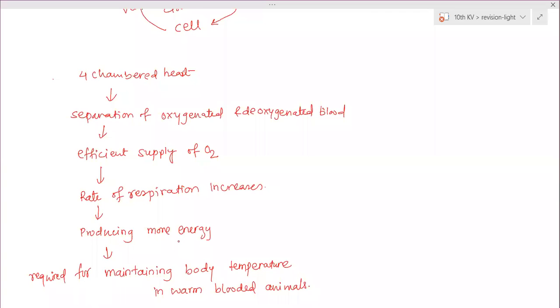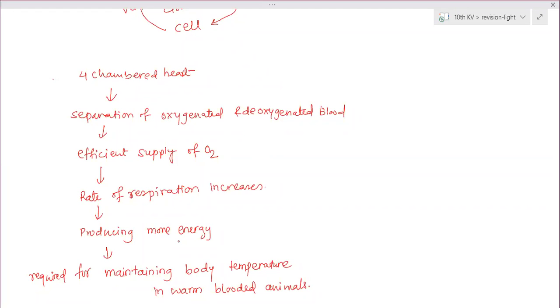Is it clear, everyone? Yes, ma'am. Systolic and diastolic pressure is clear. Systolic pressure takes place when? Systolic pressure is created by contraction of ventricles. Yes, contraction of ventricles creates systolic pressure. And diastolic pressure? Relaxation of ventricles. Yes, relaxation of ventricles.